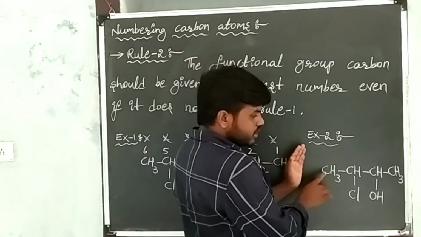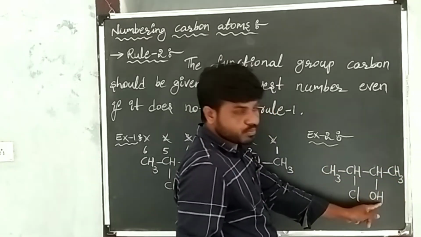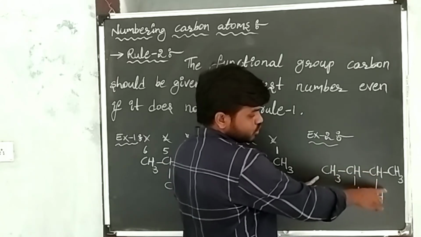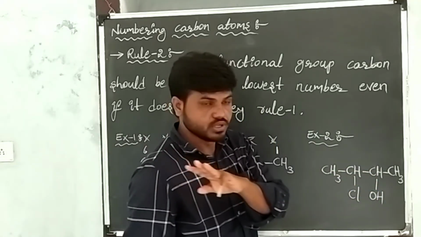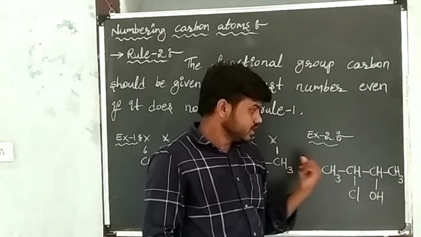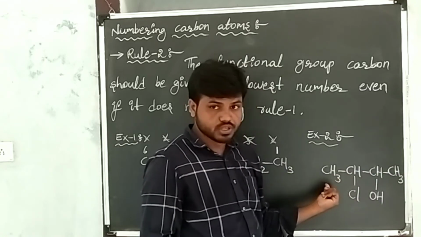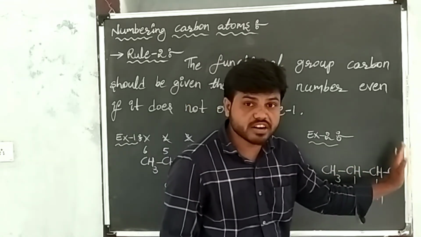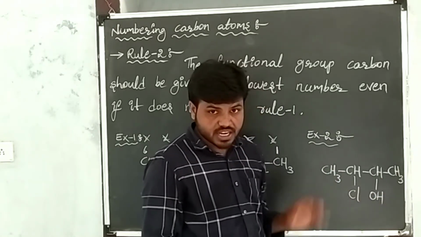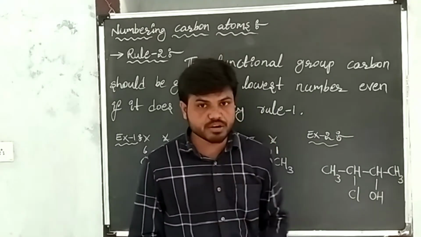See, when you give numbers to carbon atoms from left to right, the position of alcohol is the 3rd carbon. First carbon, second, third. When you give numbers from right to left, the position of alcohol is the 2nd carbon. First carbon, second, third, fourth. Left to right you are getting 3rd position, right to left you are getting 2nd position.